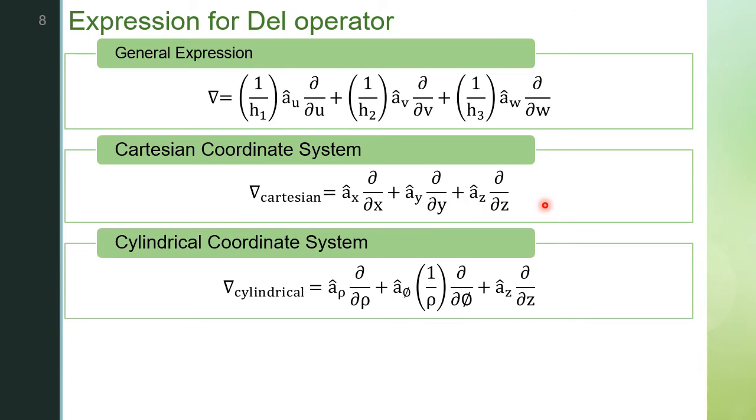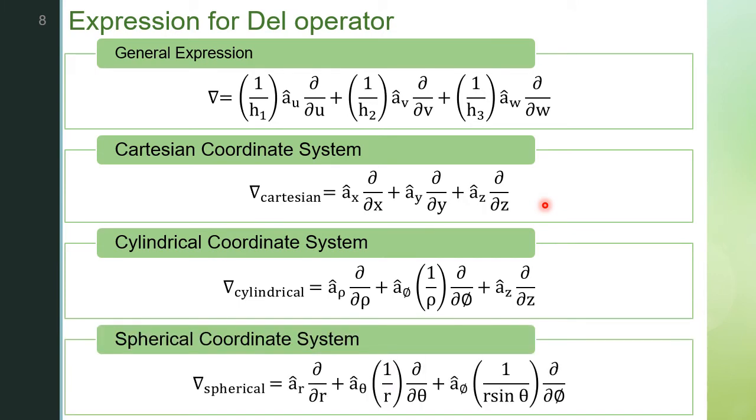Similarly, for cylindrical and spherical, if you substitute the corresponding h1, h2, h3 and u, v, w, you will get the corresponding expressions. So if you study the general expression, you can get the expressions in the different coordinate systems.